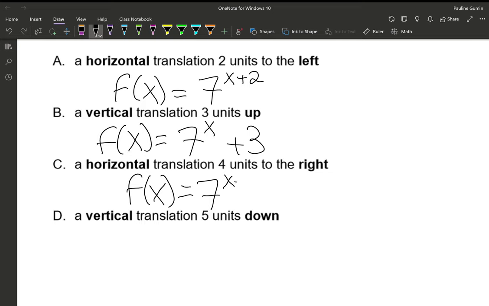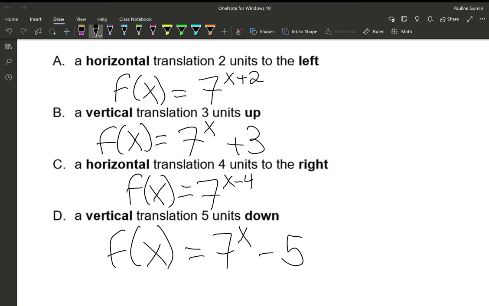will be a minus, oh, there's a bell, sorry. Will be a minus 4 up in the exponent. And lastly, a vertical translation 5 units down will give us a minus 5 outside. Okay, wonderful. So I think the biggest thing to remember is that left and right are opposites in this case.